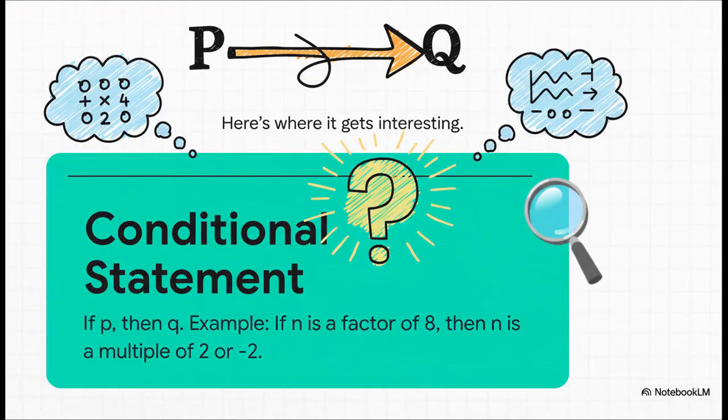So here's what it looks like in the wild. We've got an if part, which we'll just call P, and a then part, which we'll call Q. Pretty simple. If P happens, then Q follows. For instance, P could be "n is a factor of 8," and Q could be "n is a multiple of 2 or negative 2." If that first part is true, the second part has to be true. Makes sense, right? But this is where things start to get really interesting.